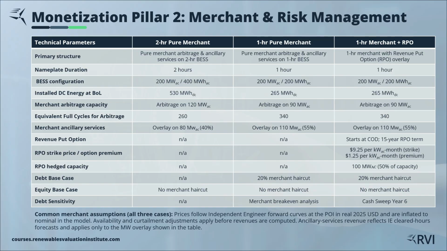But we overlay this merchant revenue with a revenue put option to give lenders a minimum revenue level on a portion of the capacity. The key RPO features you see here are a strike level of $9.25 per kilowatt month, an option premium of $1.25 per kilowatt month that we pay for the protection, and a hedged capacity, in our case 100 megawatts, which is 50% of total capacity. All of which translates into a minimum annual revenue that this option is designed to guarantee.